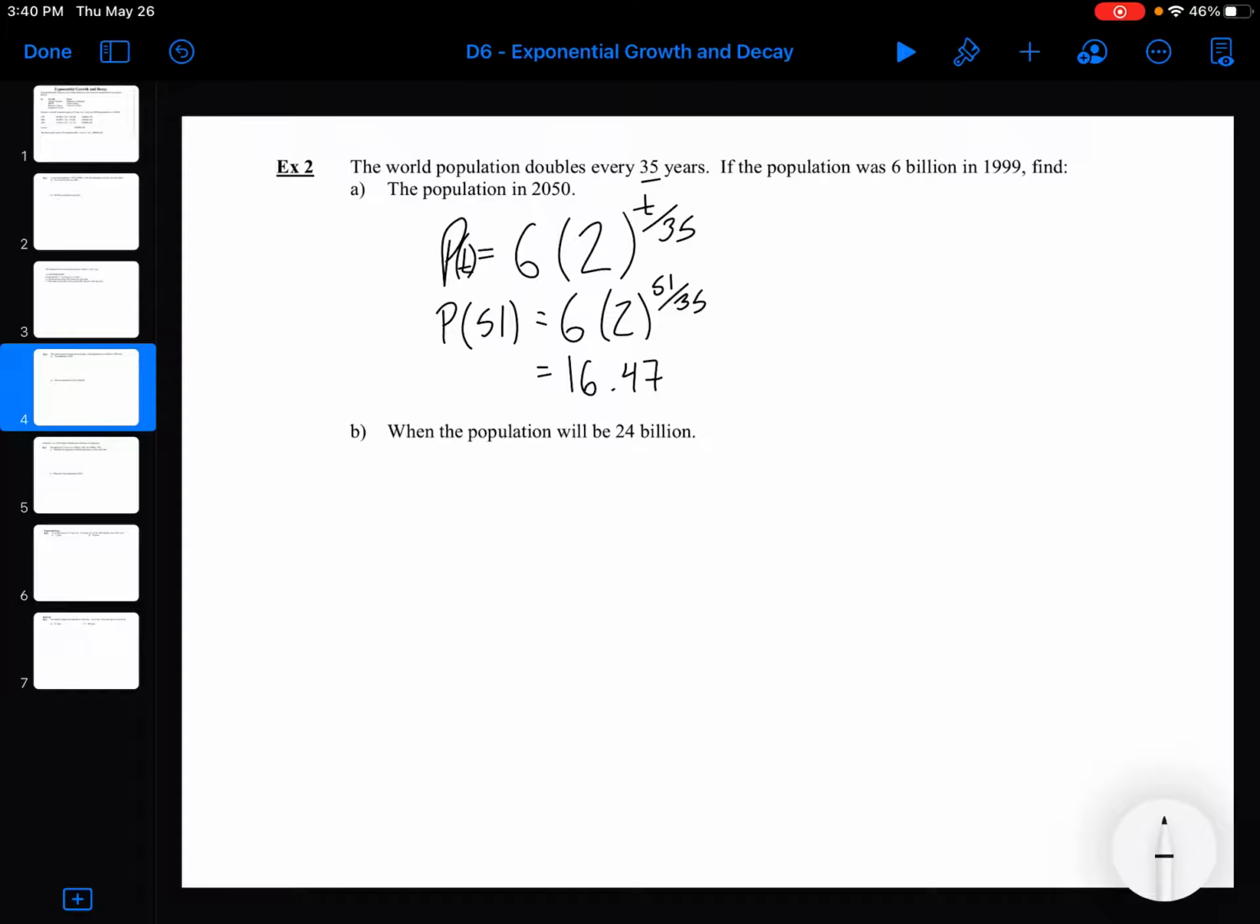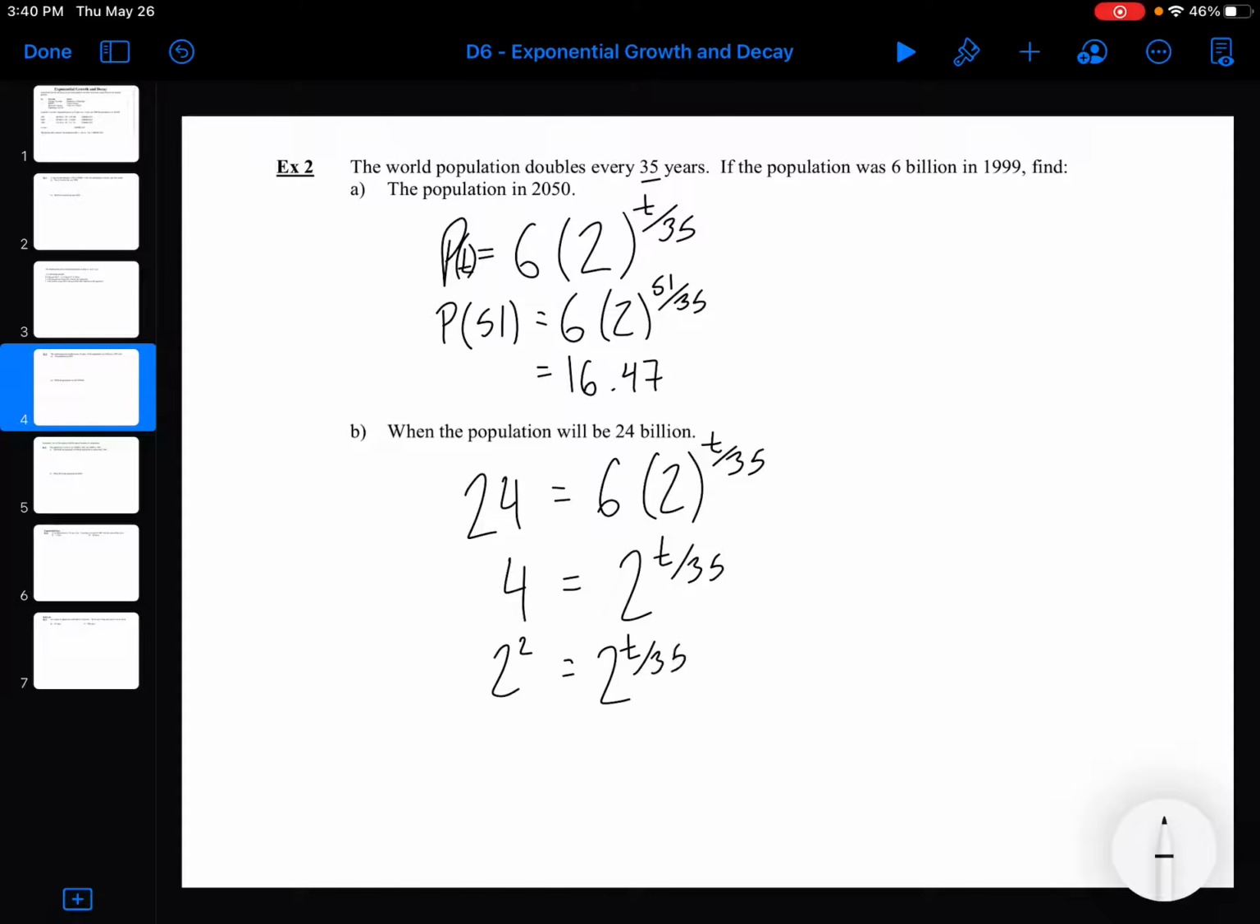Okay. And now when will the population equal 24 billion? Now all we're going to do, 24 equals 6, and then we've got our exponent. We're going to divide the 6 over first. So we're going to get 4 equals 2 to the t over 35. Now you could use logarithms here, or you could just see that this is 2 to the 2 equals 2 to the t over 35. Now we know that 2 equals t over 35, and t equals 70.